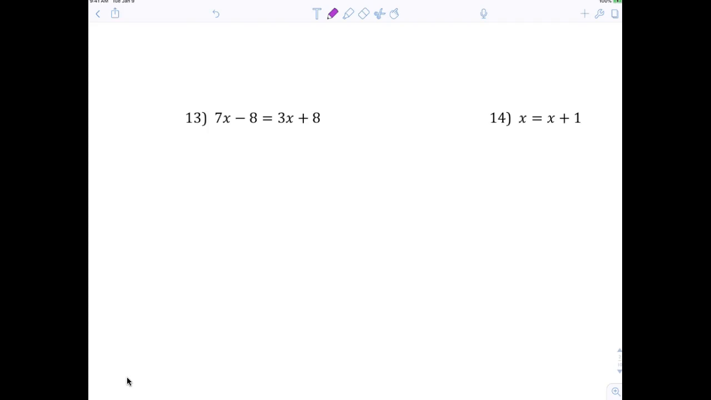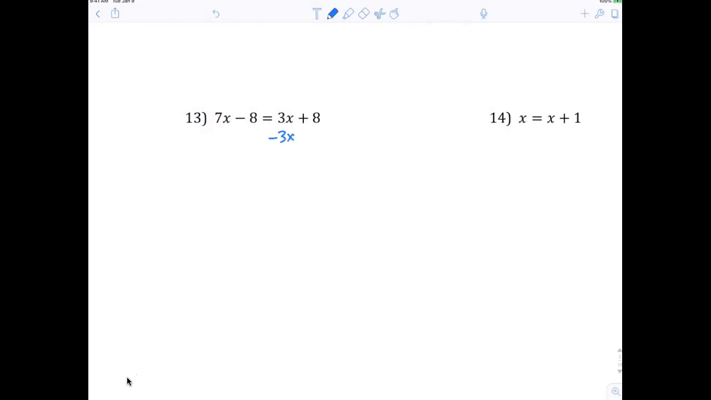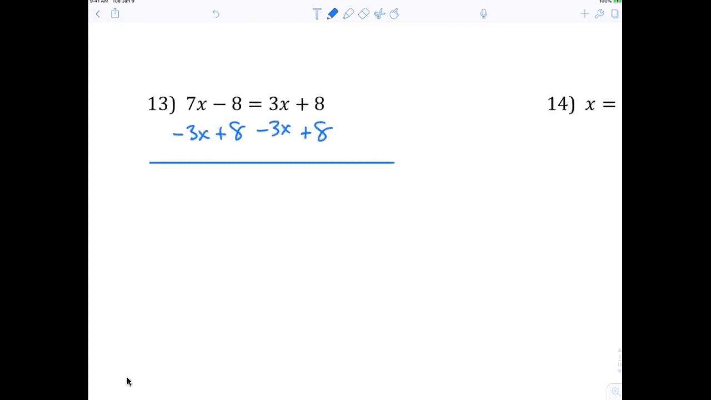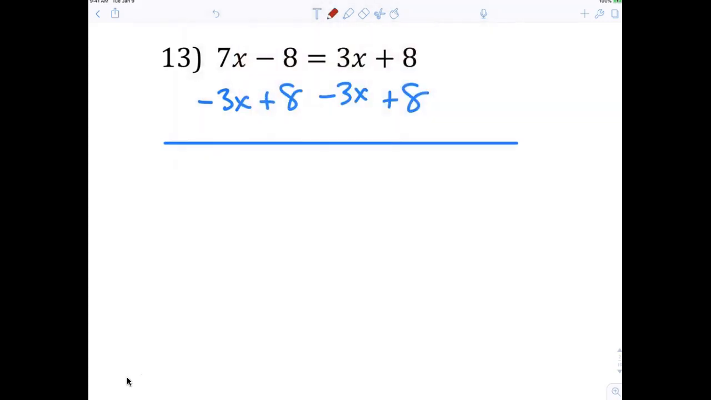13 is possible to be a fraction. I'm not saying it is. Where's yours at? Okay, let's see what happened on 13. All right, here we go, guys. Let's see how we did on 13. So we subtract 3x, subtract 3x, add 8, add 8. Does that look right, Noah, so far? You sure? Good? Okay. Draw my line underneath it. What's 7x minus 3x? What is that? 4x equals 8 plus 8, 16.